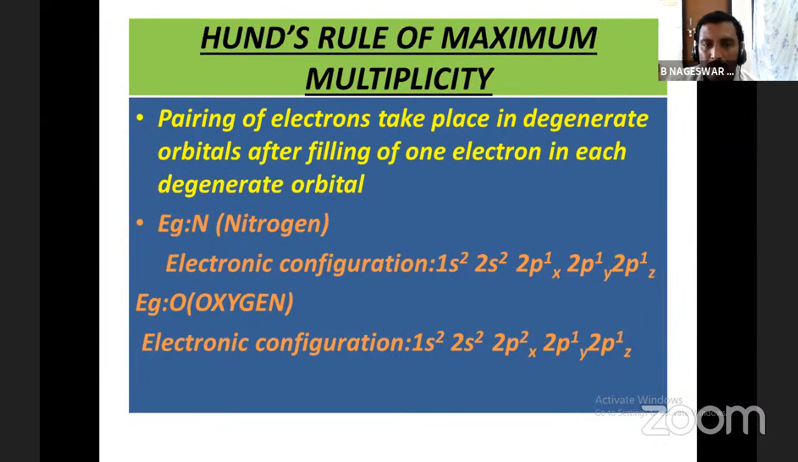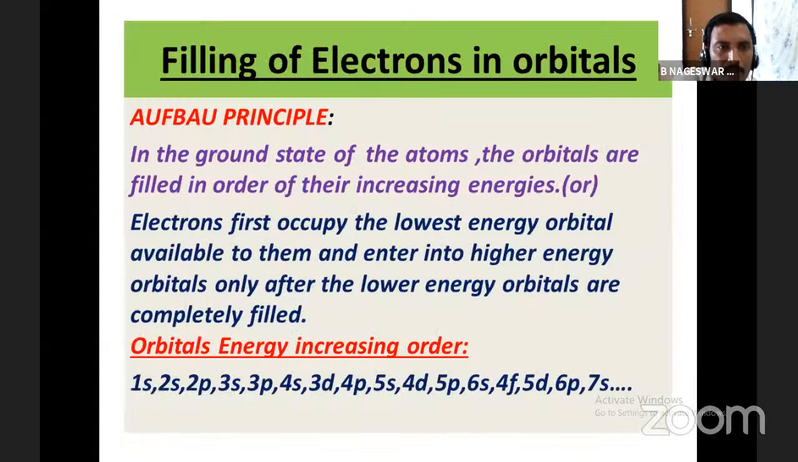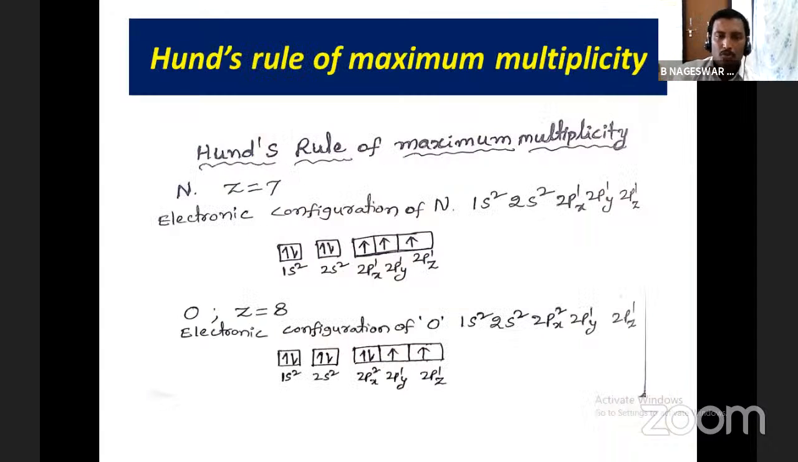When we are filling electrons in degenerate orbitals, we have to fill one electron first. After that only pairing takes place. For this I have given one example, children. According to Hund's rule of maximum multiplicity, I am taking the nitrogen atom. In the case of nitrogen, the atomic number is 7. Its electronic configuration is 1s2, 2s2, 2p1x, 2p1y, 2p1z.